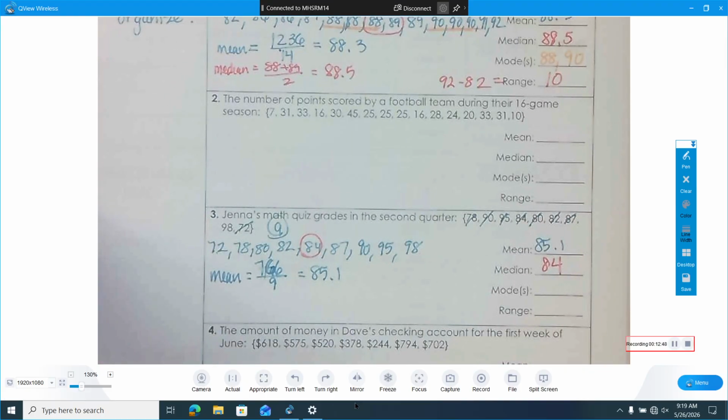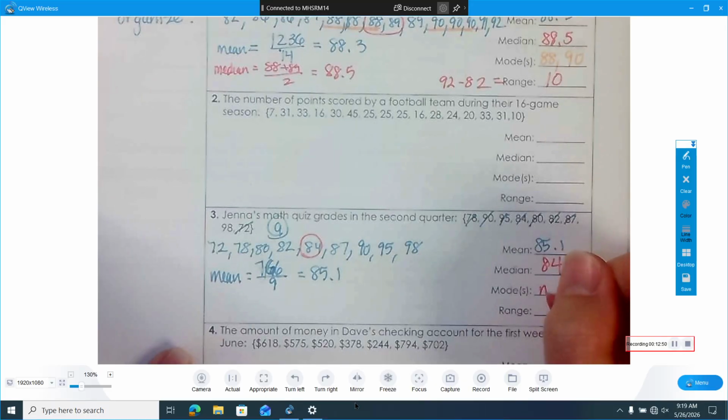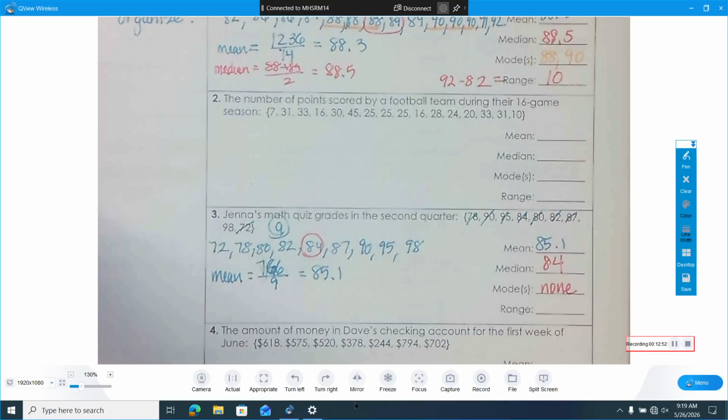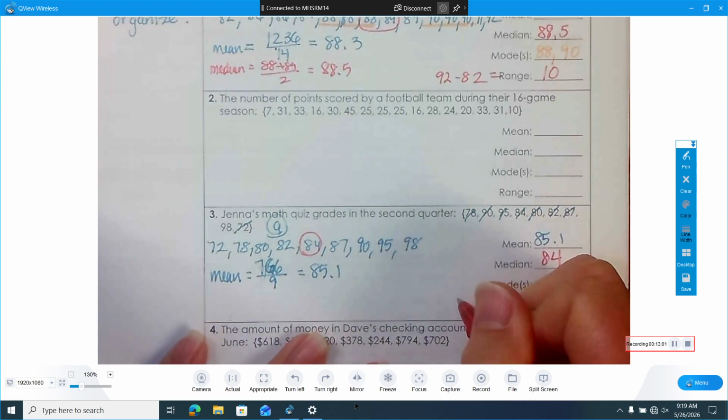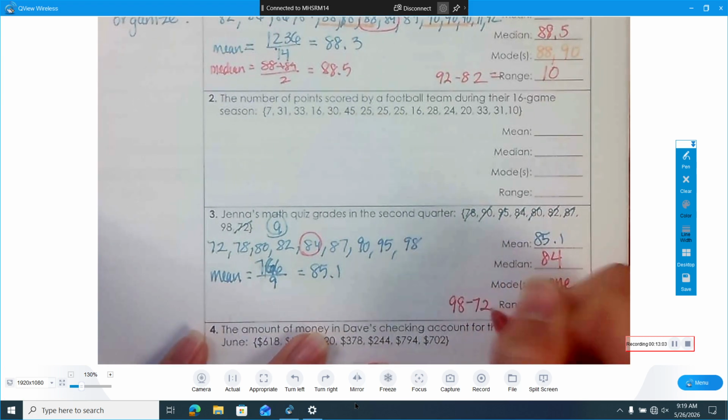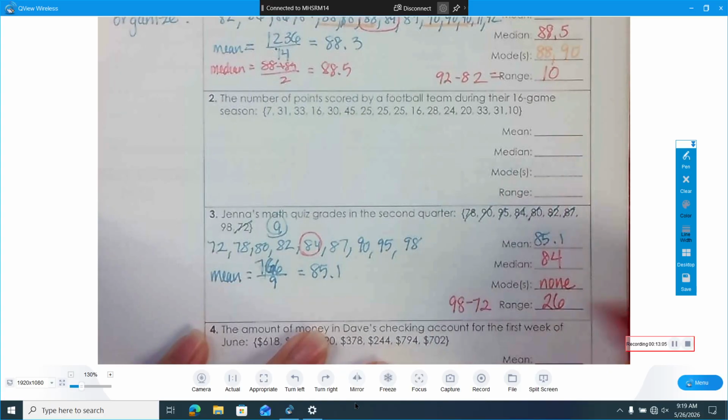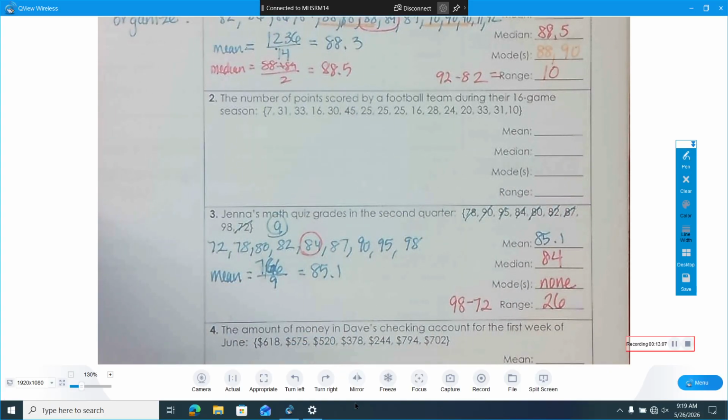What's the mode? There is not a mode here. Nothing has an exceptional amount of data points. They're all the same. And what's the range? 98 minus 72 is 26. Very good.